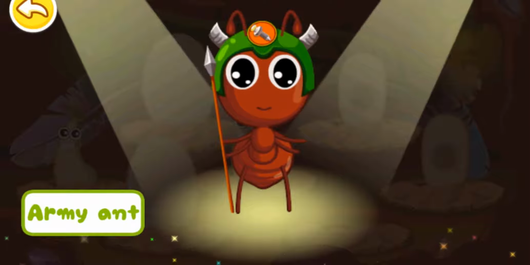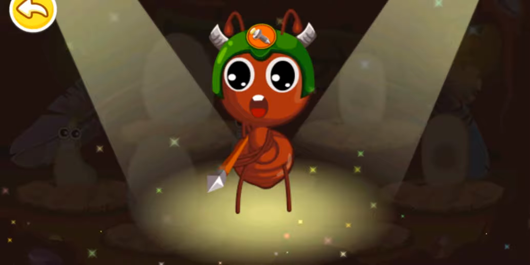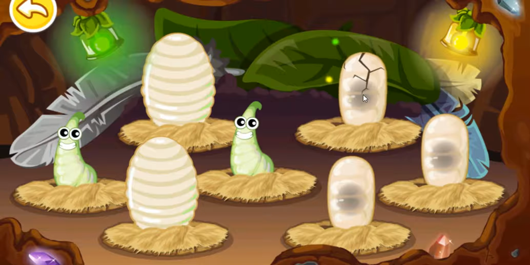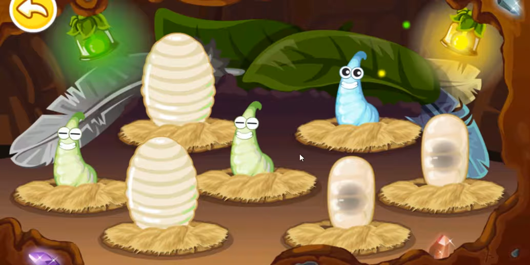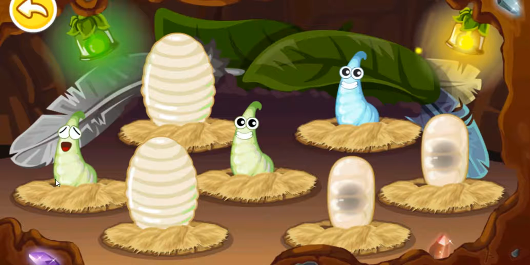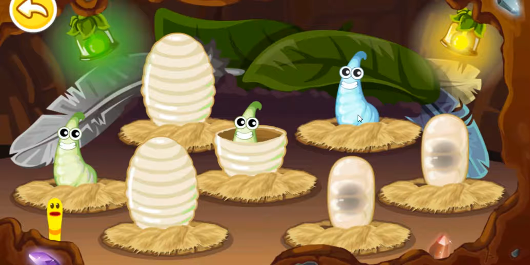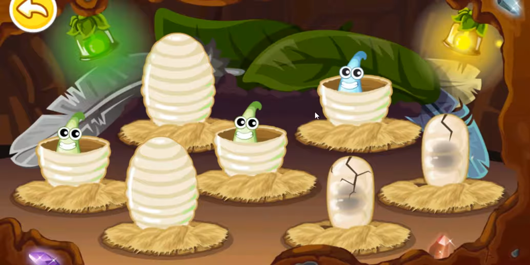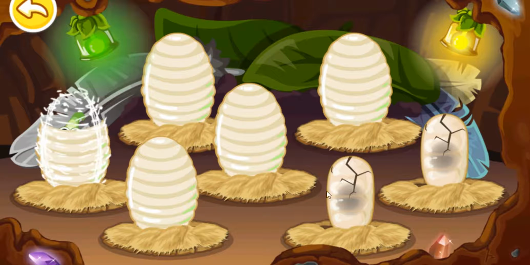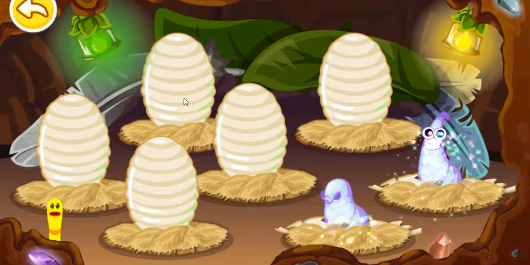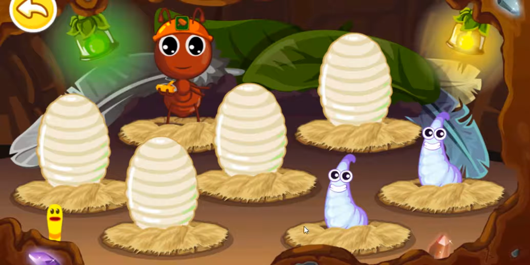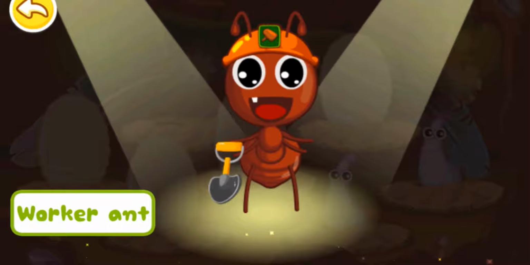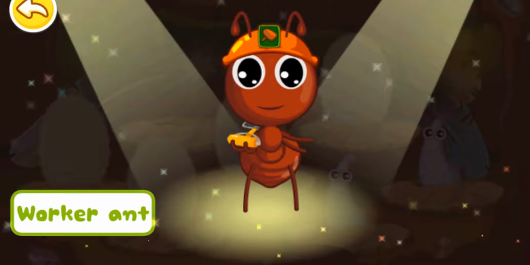Army ant. I am an army ant, and I protect my home. Worker ant. I am a worker ant, and I work hard to build my home.